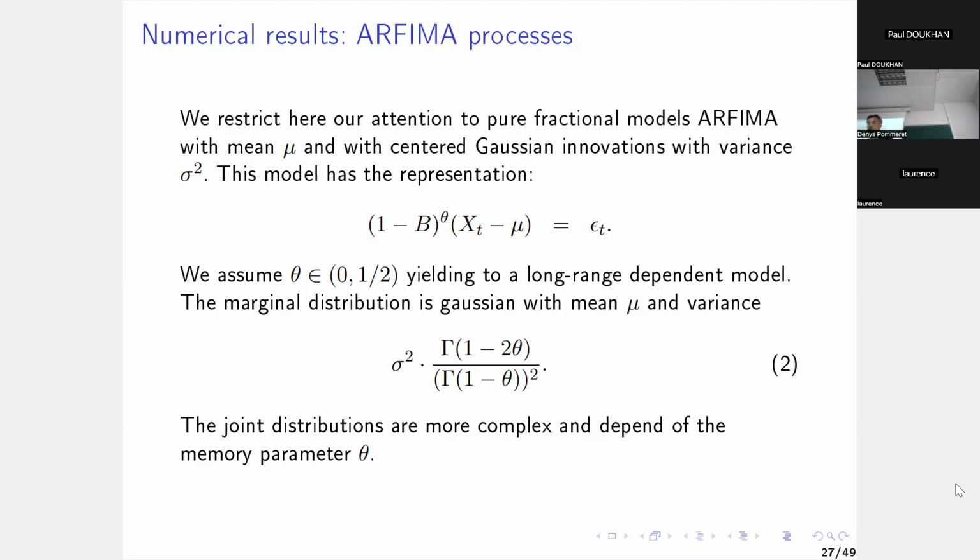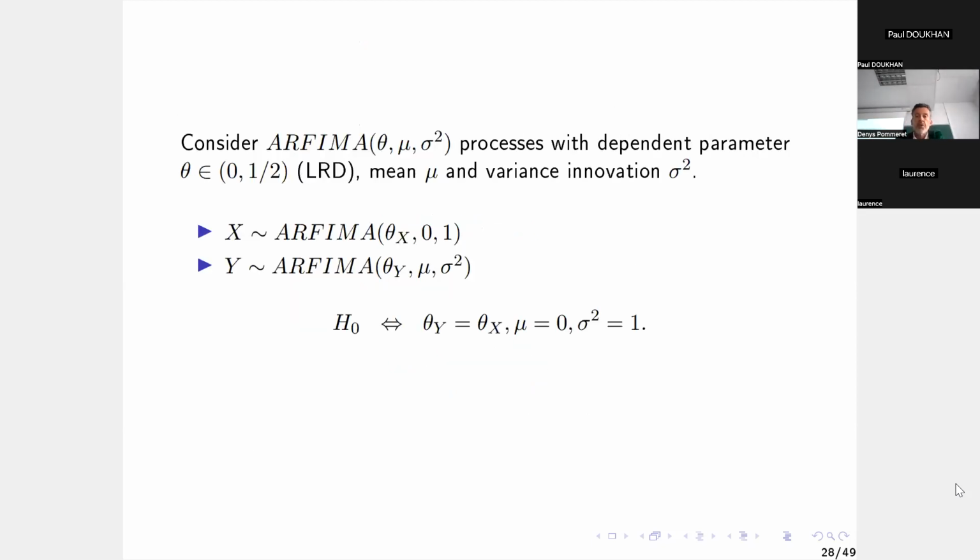What we do is compare such processes. The reference is this one, and then you propose another process, this one. If mu is 0 and sigma squared is 1, where mu is the mean of x and sigma squared is the variance of the innovation epsilon in the process, and you have equality, you are under the null, of course, because you have equality of the two processes.